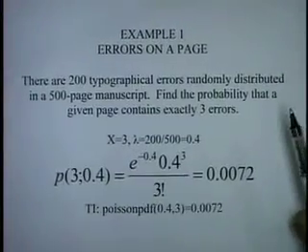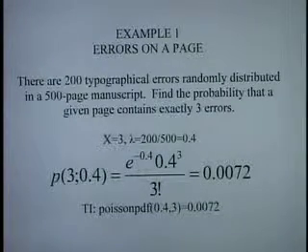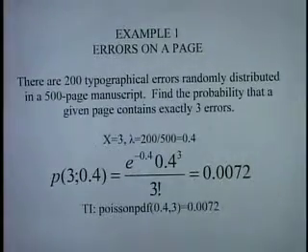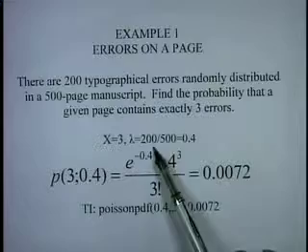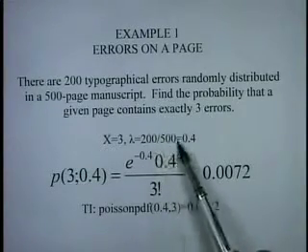Now let's look at an example. We have 200 typographical errors randomly distributed in a 500-page manuscript. I want to find the probability that a given page contains exactly 3 errors, 3 typos. Once you read the problem, you can identify what X is. X equals 3. Lambda is the mean number. So how many errors did we have? 200 divided by 500, which is the approximate number of errors per page.